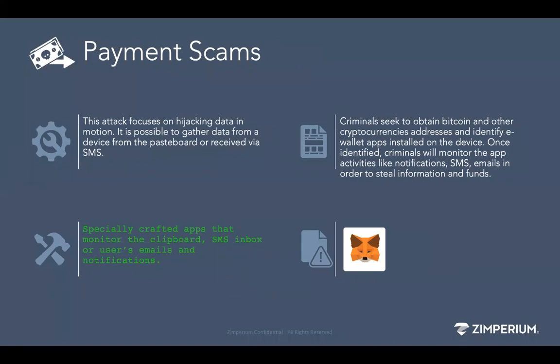And then payment scams. Basically, this attack focuses on hijacking data in motion, right? I want to gather data from a device, from the pasteboard or SMS, basically where a human can read it. So if you think about when data is encrypted, it's encrypted when it's in motion or it's at rest, but a user can't read encrypted data. So, capture it at a point where a user is wanting to read that. And then really what they're trying to do is obtain Bitcoin and other cryptocurrencies.